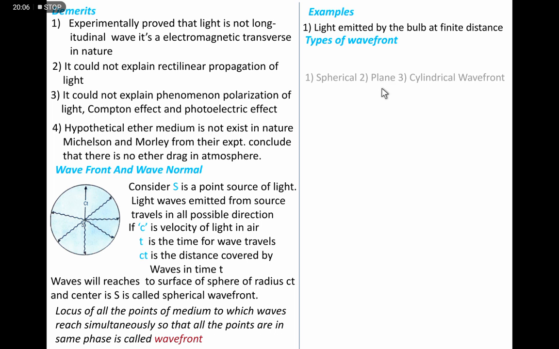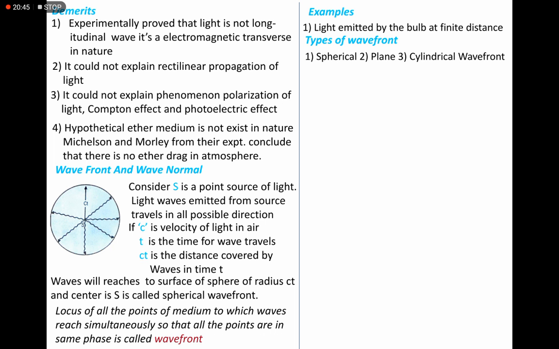Types of wavefront. There are three different types of wavefront: spherical wavefront, plane wavefront, and cylindrical wavefront. How can this be explained? Just now, our example is the lamp used on the society gate. The bulb and the outer dome-like or sphere-like surface is our spherical wavefront.